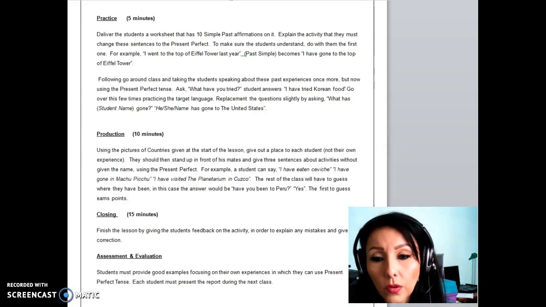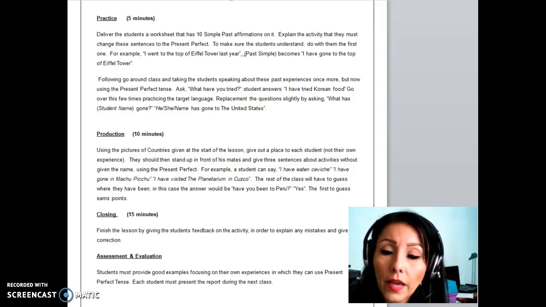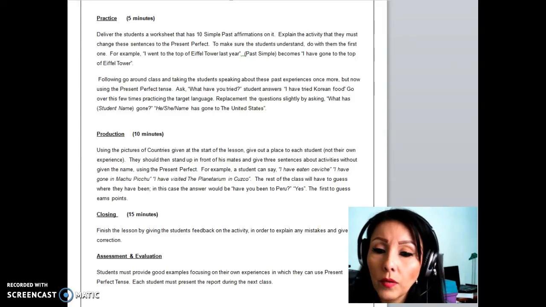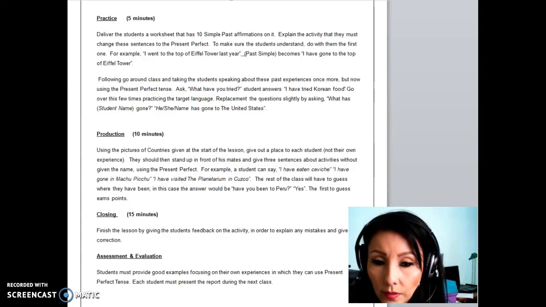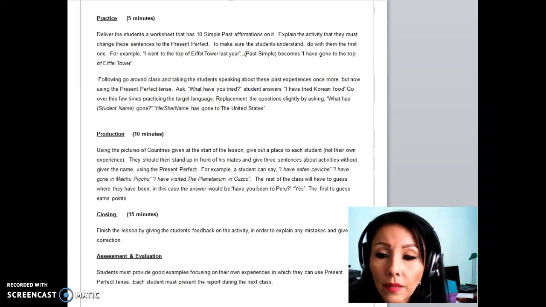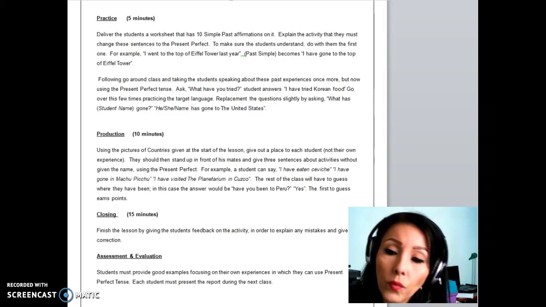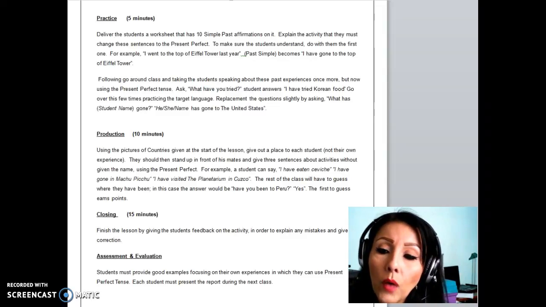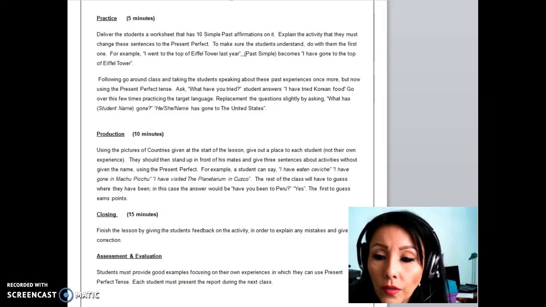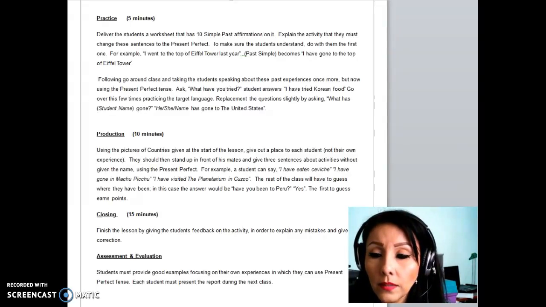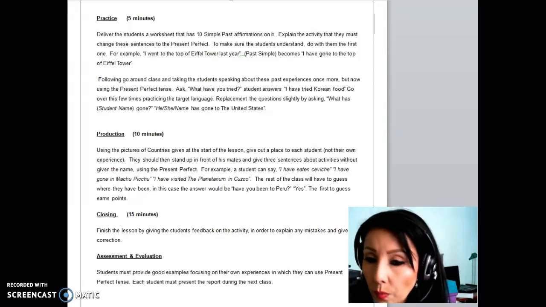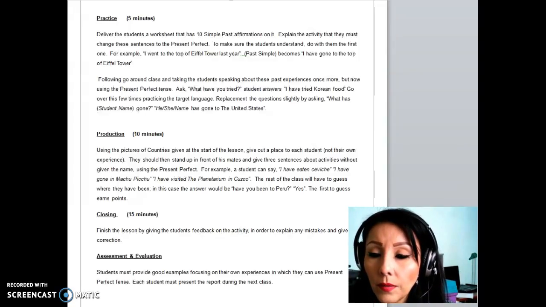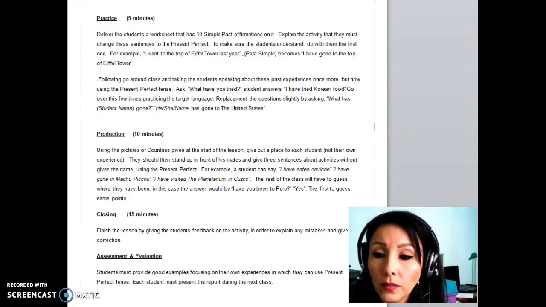Closing the activity is going to take about 15 minutes. The idea is to give the students feedback about the activity in order to explain the mistakes and make corrections. Finally, the assessment and evaluation, in which the student must provide good examples about their own experience using present perfect tense. So for the next class, the student needs to present a report related to this tense. Thank you very much for your time. It was my work about my lesson plan. Thanks.